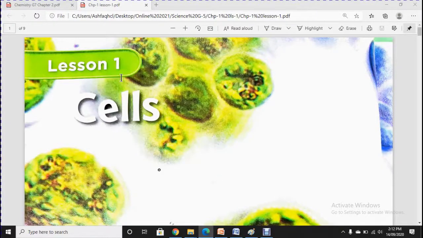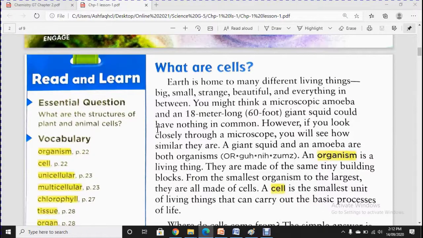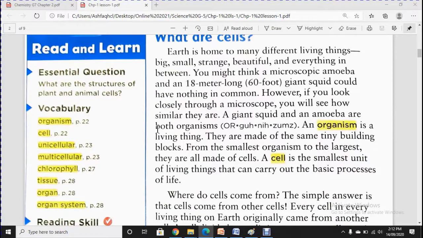Grade 5, chapter number 1, lesson number 1, cells. My dear students, today we are going to study about the main topics of the day: organism, cell, unicellular and multicellular. First of all, let's see the definition of organism.